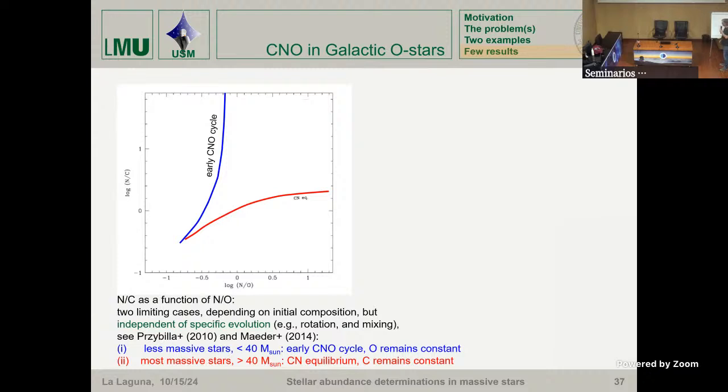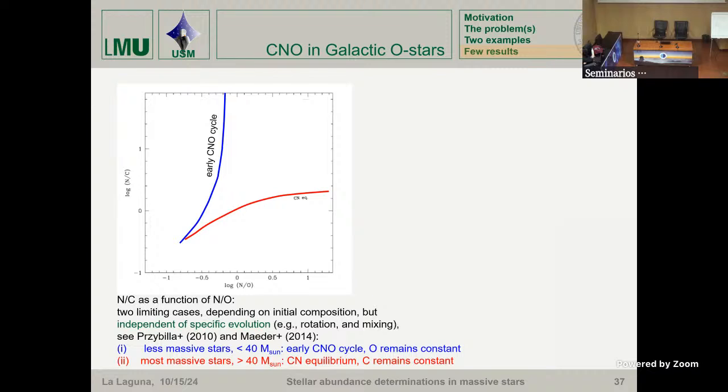One can show that the ratios N over C versus N over O can be solved in two limiting cases analytically. Of course, they depend on initial conditions, but nothing else. That's a good thing. So for instance, in the early CNO cycle, as I told you, oxygen remains constant and C is converted into N, whereas when we have CN equilibrium, C remains constant and oxygen is converted into N, and this is this limiting line.